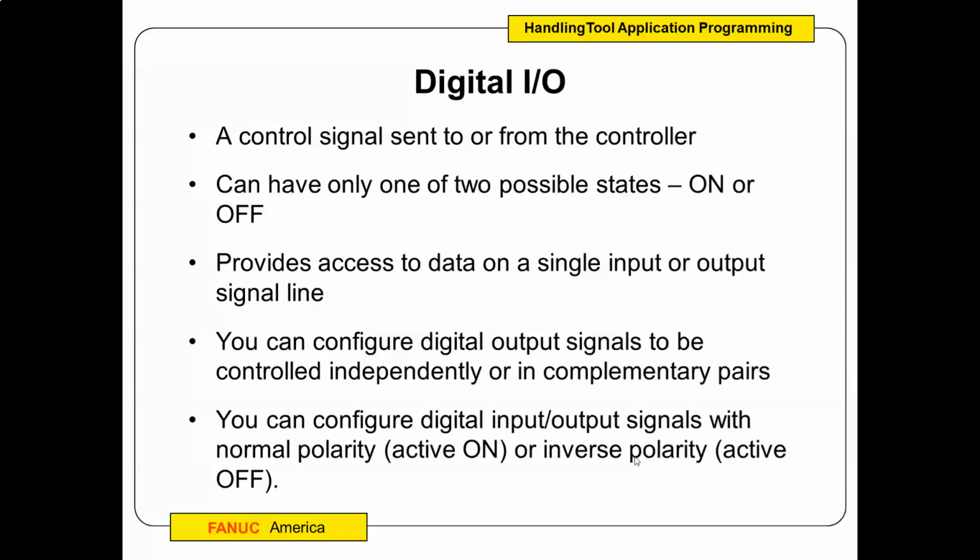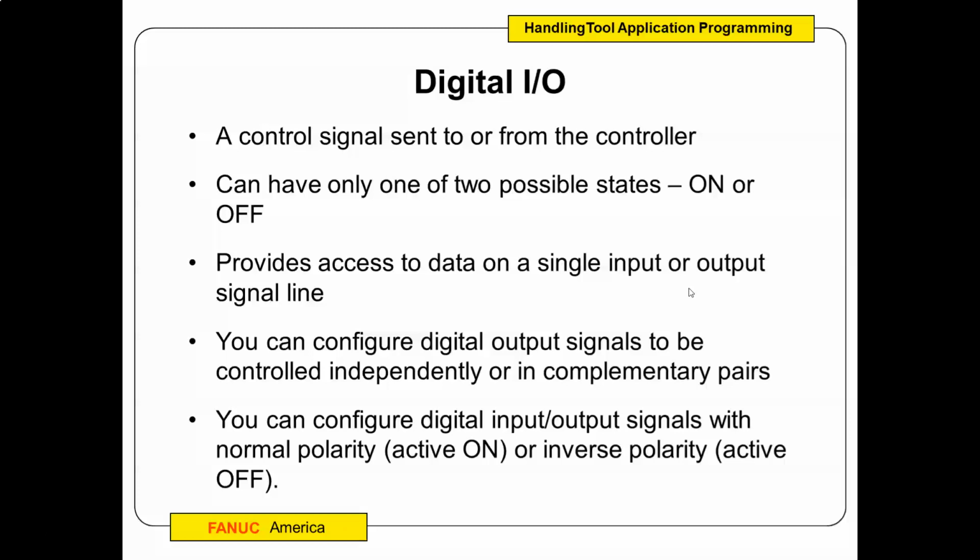Now, digital I/O is one of the common ones. These are just signals sent to and from the robot controller. Again, they can either be on or they're off. It's like a light switch. It's on or it's off. If you don't have a dimmer on it, you can't turn it halfway and have it be halfway on.